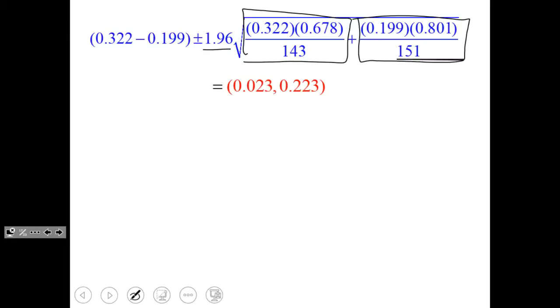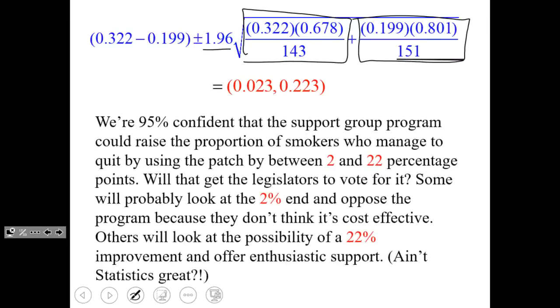We ran a 95% confidence interval, so we are 95% confident the support group program could raise the proportion of smokers who manage to quit smoking by between 2 to 22 percentage points. It's not that we're 2 to 22 percent better, but 2 to 22 percentage points better. The proportion actually increased by that many points.